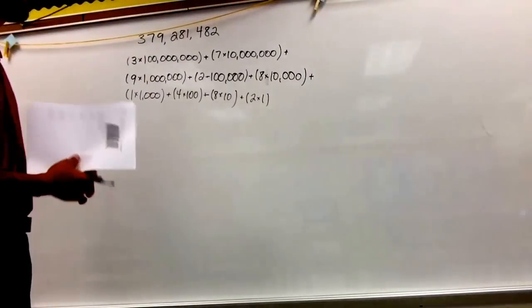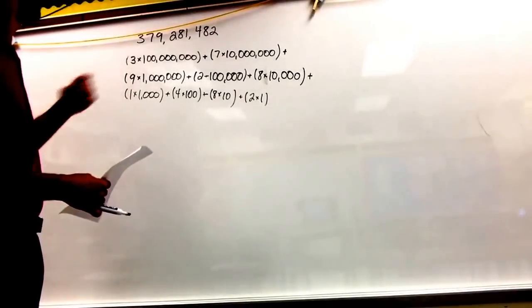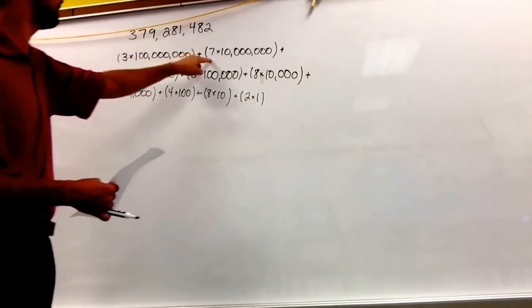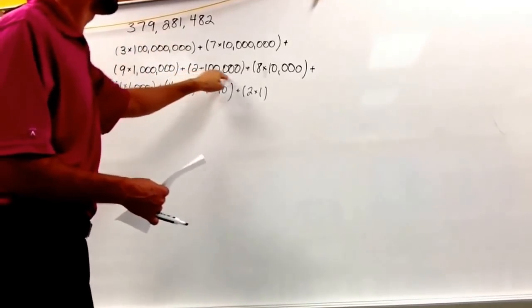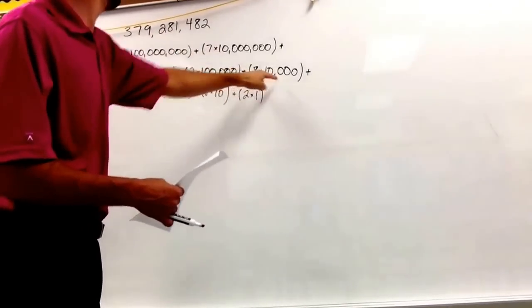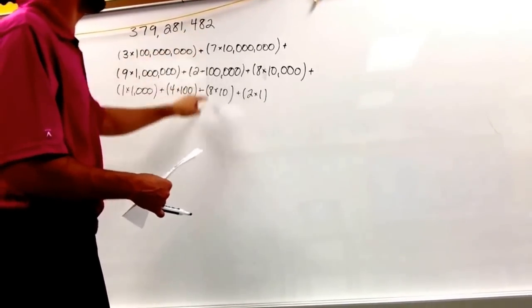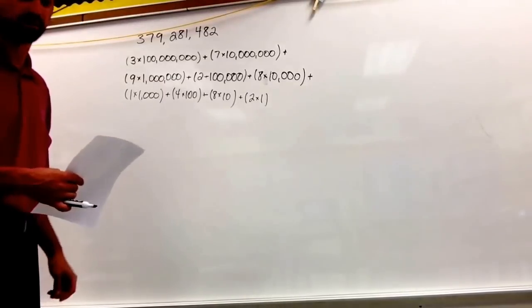Okay, so you can see how I expanded that number. That 3 is in the 100 million. That's how I write 100 million. That 7's in the 10 millions. The 9 is in the 1 millions. The 2 is in the 100,000s. The 8's in the 10,000s. The 1's in the thousands. The 4 is in the hundreds. The 8's in the tens. The 2 is in the ones place. Okay?